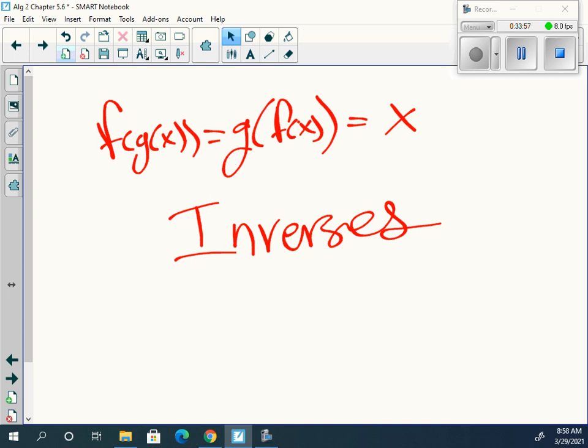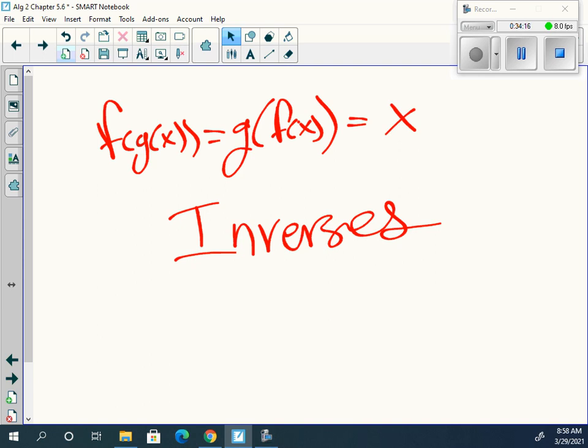So this here, f of g of x and g of f of x, if we can show that these are true and they both equal x, then we can say that the two functions are inverses of each other. That's about it. This is to test to see if the two are inverses.